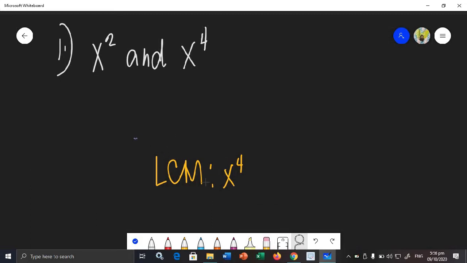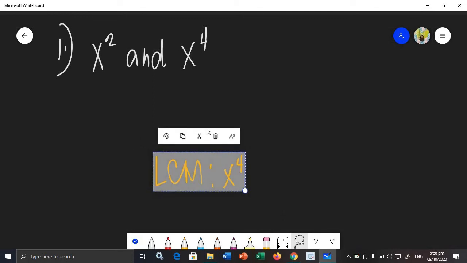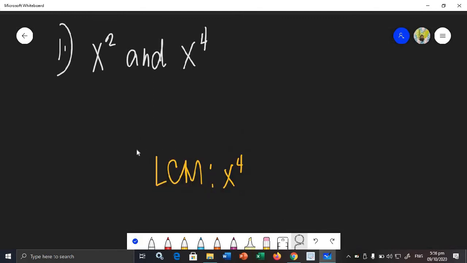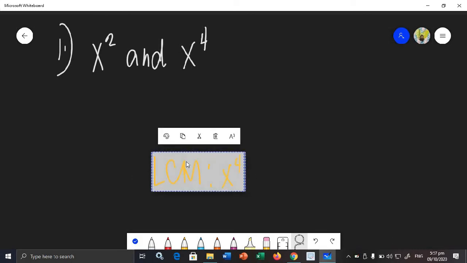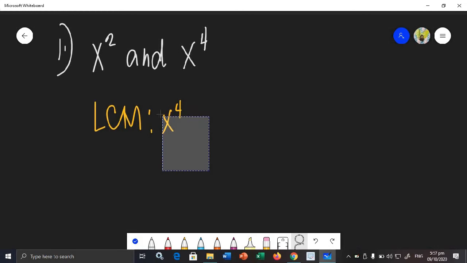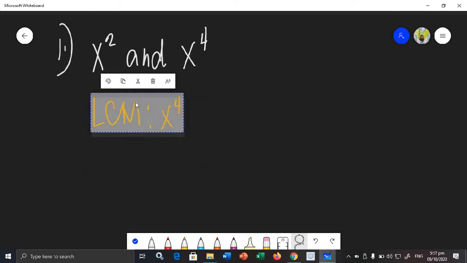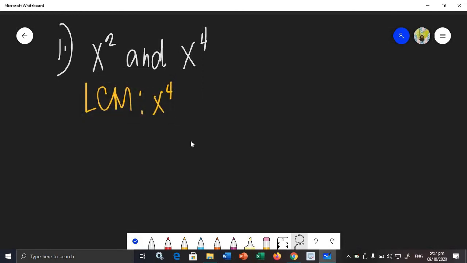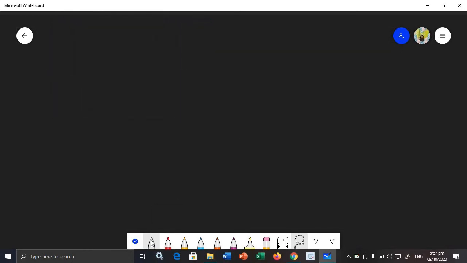And we need to remember that when we are getting the LCM of variables, their bases need to be the same. Because if they are not the same, there is another rule that we will follow. But in this example, they have the same base, which is x. Therefore, we just need to observe what exponent is the highest, and that will be your least common multiple.